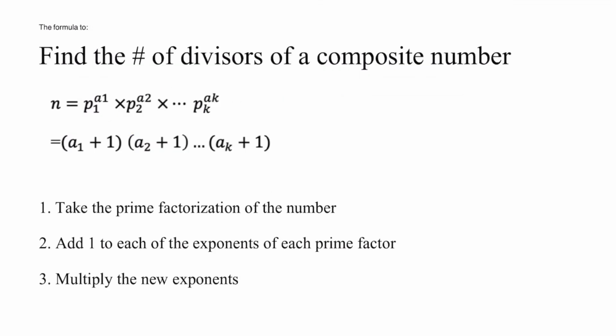Sometimes a question will ask you to find the number of divisors of a composite number. You can list out every divisor, but this will probably take a long time as the number is huge. So a better way to do this is to use this formula over here. So first we let n equal to a composite number.